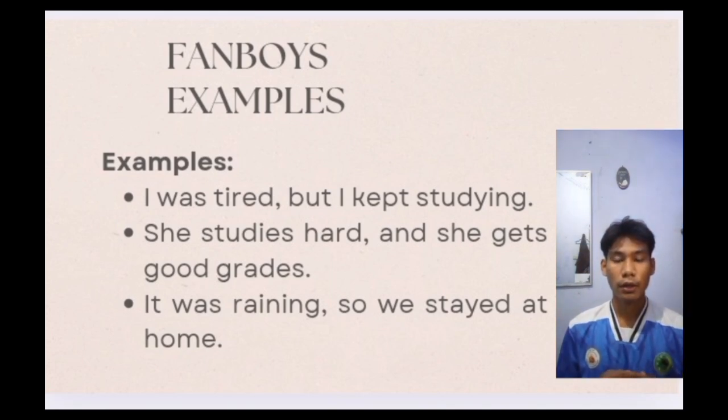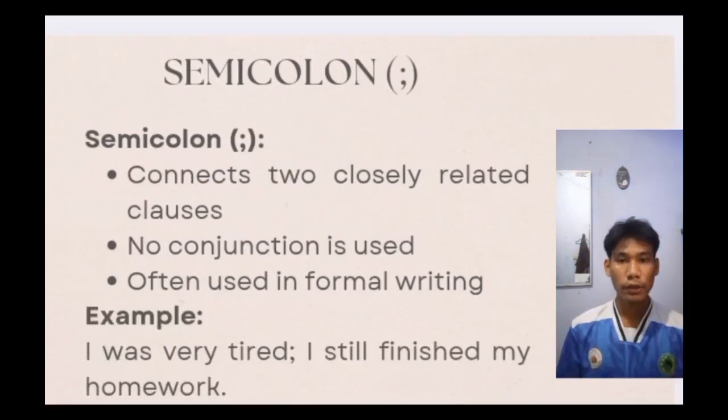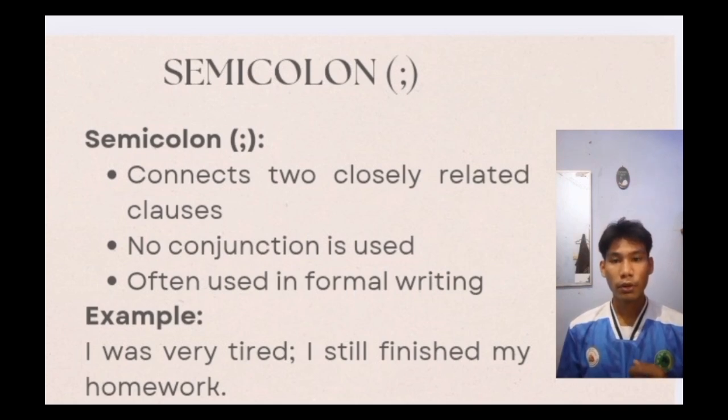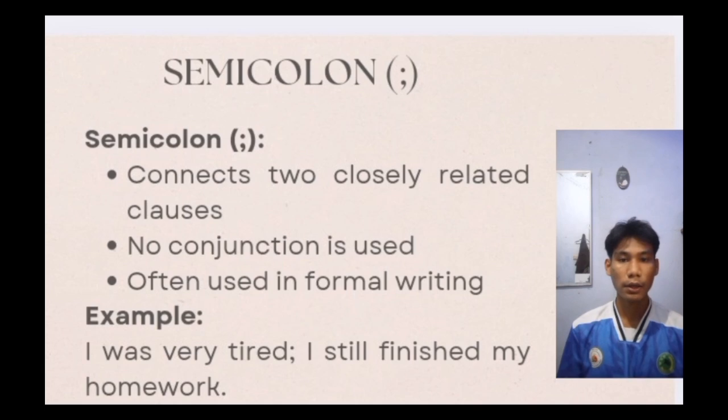connect ideas naturally. Next, we have the semicolon. A semicolon is used when two sentences are very closely related. Instead of using words like and or but, we use a semicolon to connect them. This connector is usually used in more formal writing, such as essays.